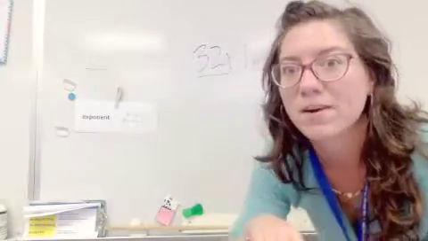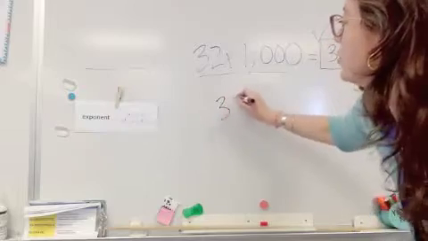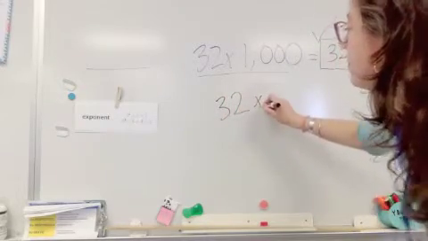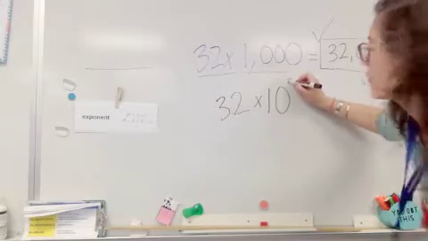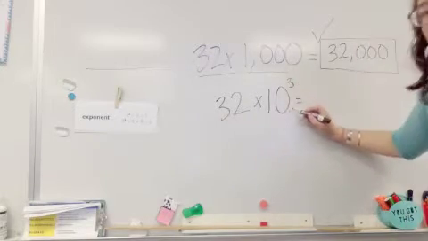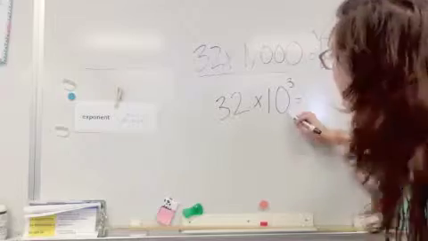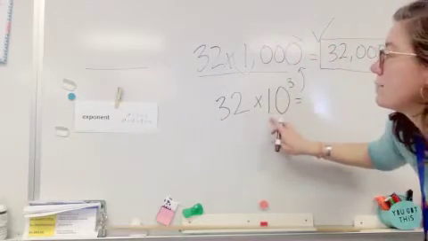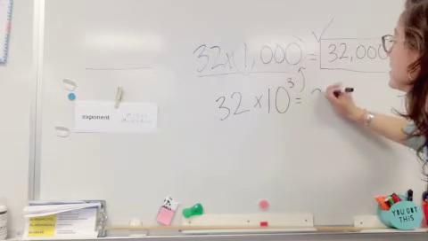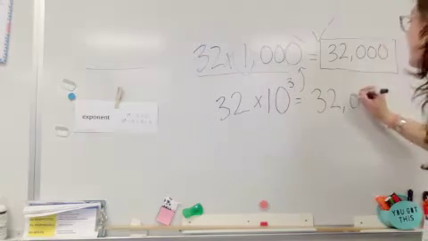Some of you will remember 32 times 10 to the third power. Because 10 to the third power is the same thing as 1,000. 32 times 10 to the third power is the same thing as 32,000.